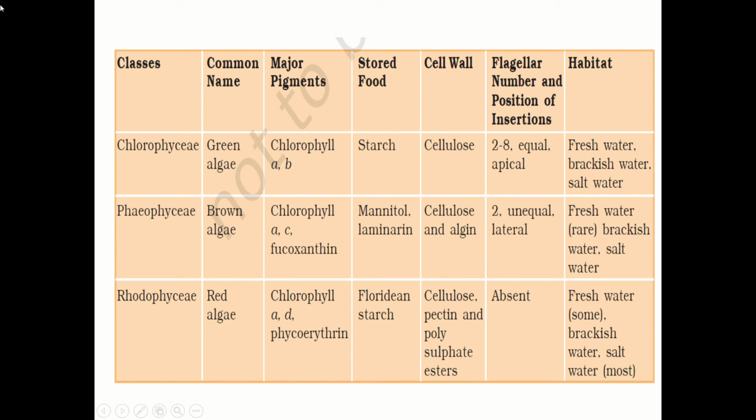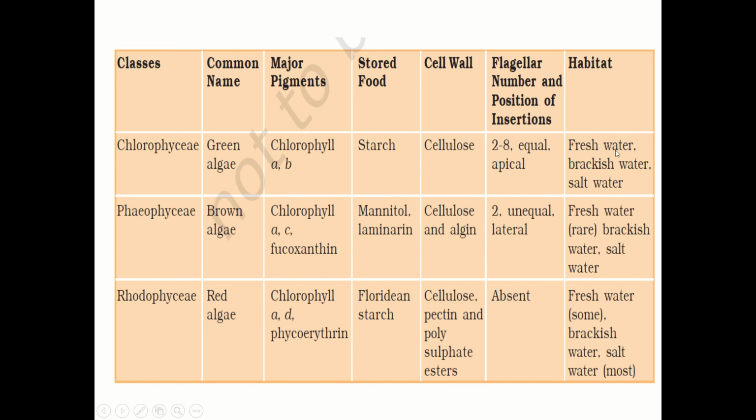Then stored food again differs in the different groups. In Chlorophyceae it is starch, in Phaeophyceae it is mannitol and laminarin, in Rhodophyceae it is Floridean starch. Now cell walls: all three groups have a cell wall made up of cellulose, but the Phaeophyceae have an algin coating in the cell wall, which is absent in the Chlorophyceae, whereas in Rhodophyceae pectin and polysulfate esters are present. Now the flagella number and position of insertion also vary. Here 2 to 8, equal and apical; here 2, unequal and lateral; and in the Rhodophyceae flagella are absent.